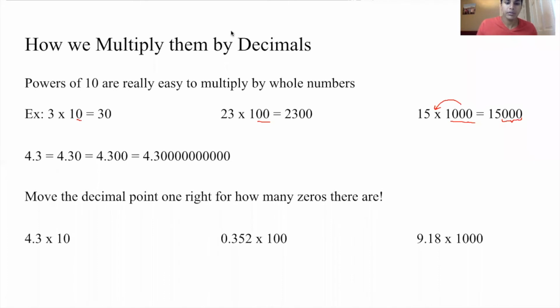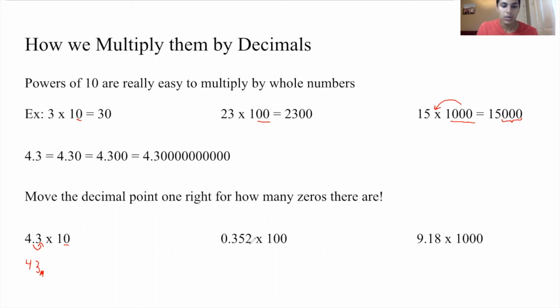In these 3 examples, we're multiplying decimals by powers of 10, and we'll start with 4.3 times 10. Our rule says we're going to move the decimal point 1 right for how many zeros there are. So how many zeros are there? Well, 10 has 1 zero, which means we're going to take this decimal point and move it 1 spot to the right. So instead of being 4.3, it's going to be 43 with a decimal at the end. But you don't actually need this decimal because it doesn't do anything in this case. So 4.3 times 10 is just 43.